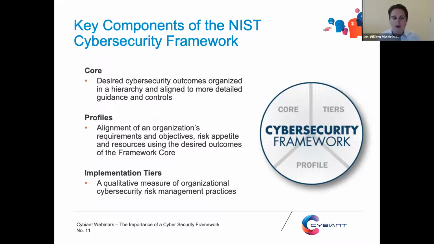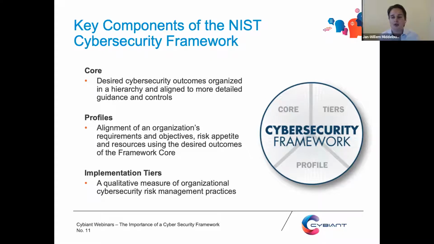The second part of the framework is about profiles. And the profiles are an alignment of the organization's requirements towards their objective, risk appetite, and resources, which have been described in the previous framework core. So this is where we start to implement the measures, the different controls, as well as the technology to make sure that we are able to achieve the goals that we've set up in the core framework.